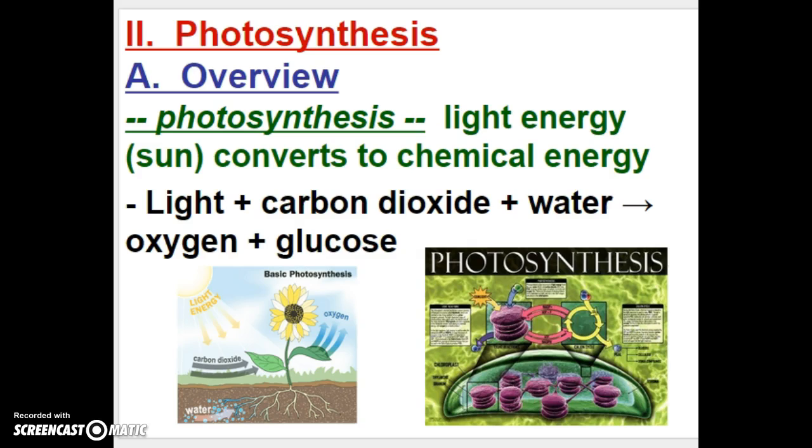Photosynthesis is where we're going to take light energy from the sun and convert that into the chemical energy of food. So sunlight plus a little bit of carbon dioxide and a little bit of water will turn into oxygen, which is a byproduct, and glucose, which is the sugar that plants use for food.